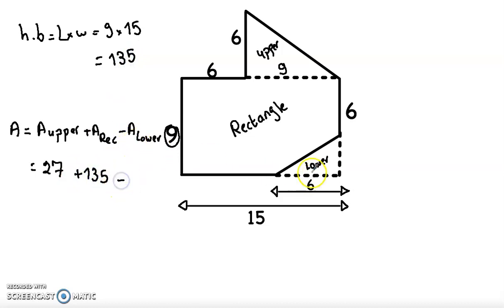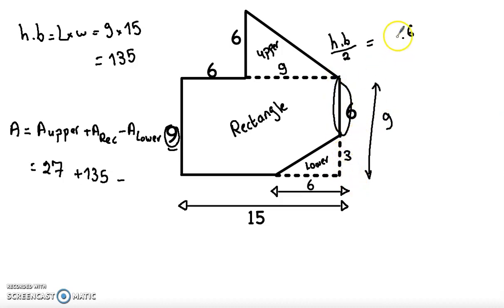We still have the lower triangle, so the area of a triangle is equal to height times base over 2. The base is equal to 6. For the height, we have this side equal to 9, and this part is equal to 6, so this part is equal to 3. So the height is equal to 3, times 6 over 2, 18 divided by 2 equals 9 square units.